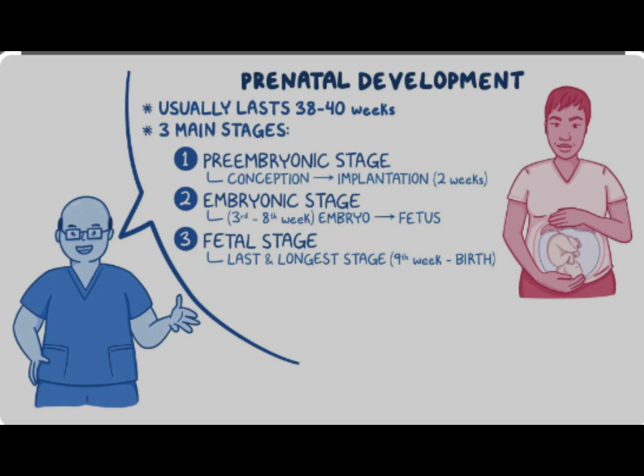Let's see what happens in the second stage. We saw that the second stage is called the embryonic stage. The embryonic stage lasts from about the 3rd week of pregnancy until the end of the 8th week of pregnancy. The blastocyst begins to take on distinct human characteristics. It's now called an embryo.